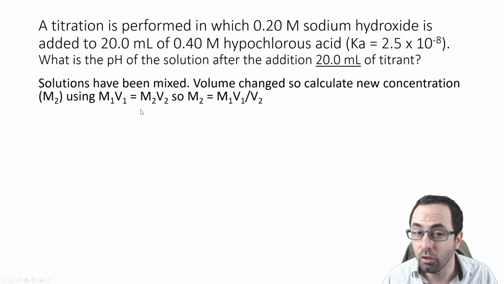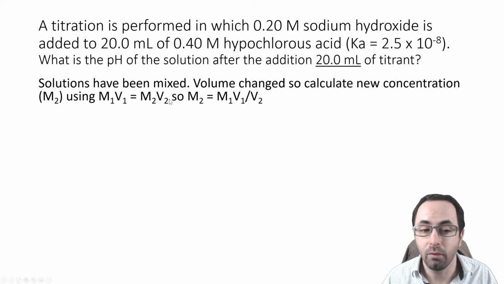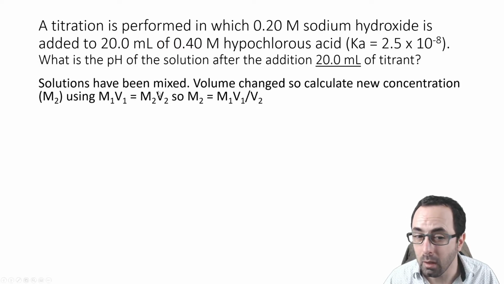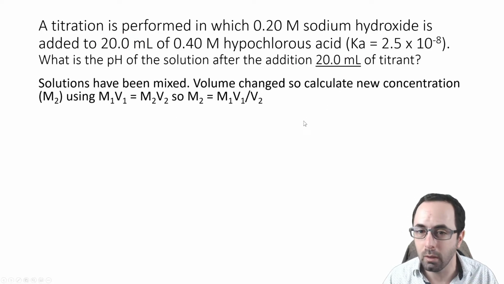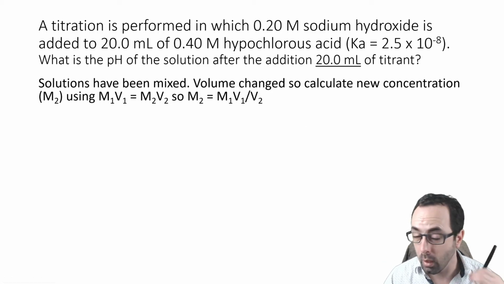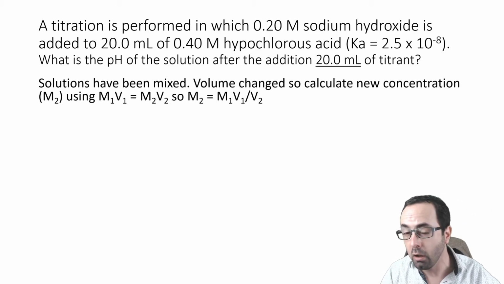V1 is the volume of each that I had. So at the beginning, I had 20 milliliters of sodium hydroxide before I added it to the acid. That's V1 for sodium hydroxide. For the hypochlorous acid, V1 is 20 milliliters. That's how much I started with. Now V2 is going to be my total volume once I have mixed them. So my V2 is going to be the 20 milliliters plus the 20 milliliters. It will be 40 milliliters. So both of these are going to be together in a solution that is 40 milliliters. And what I'm trying to find is M2. What is my concentration after these two volumes have been mixed?